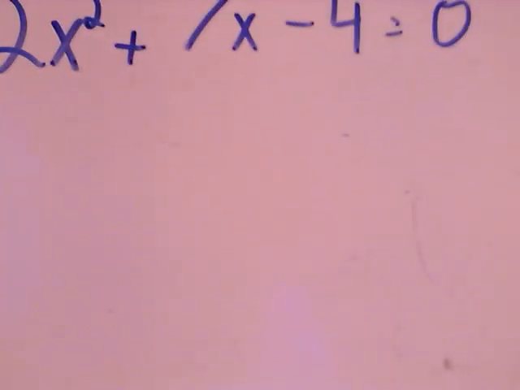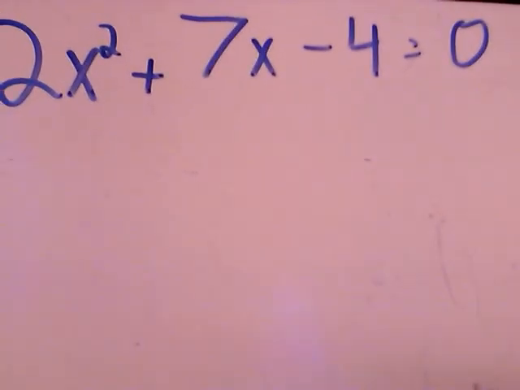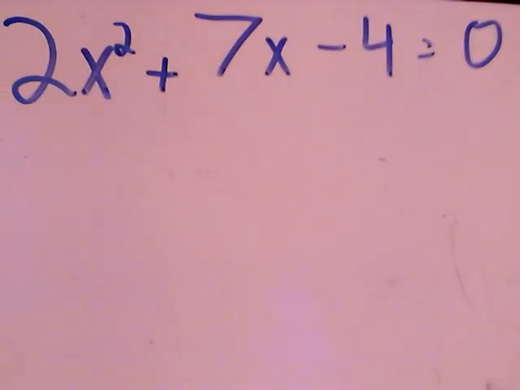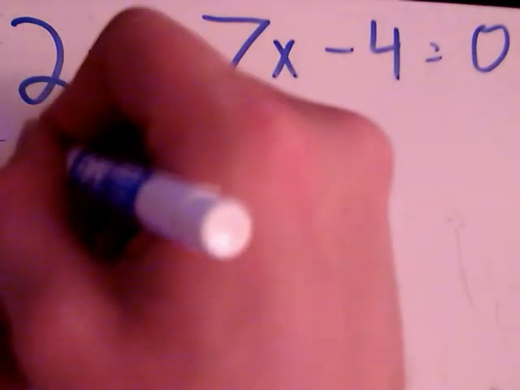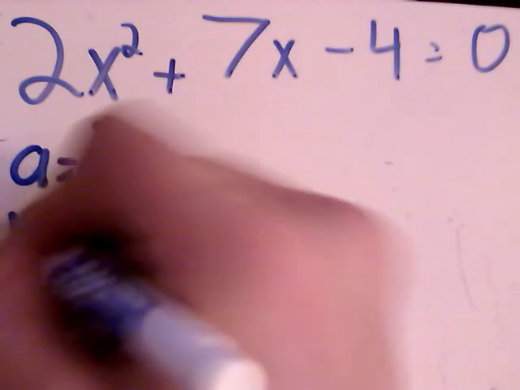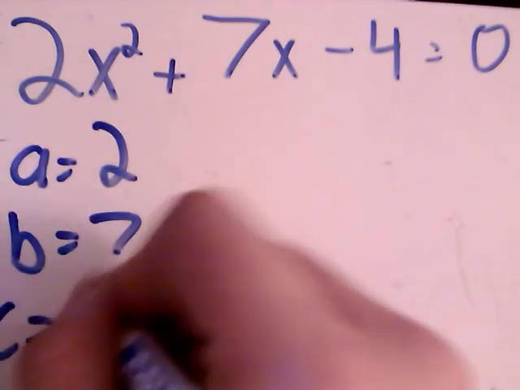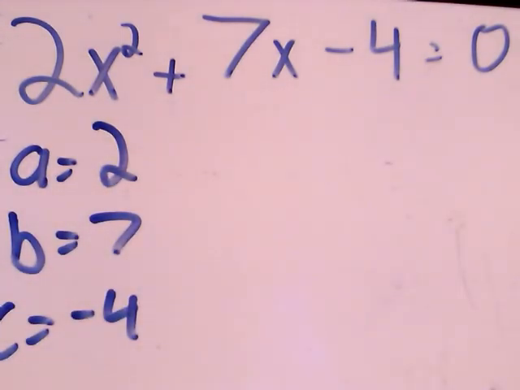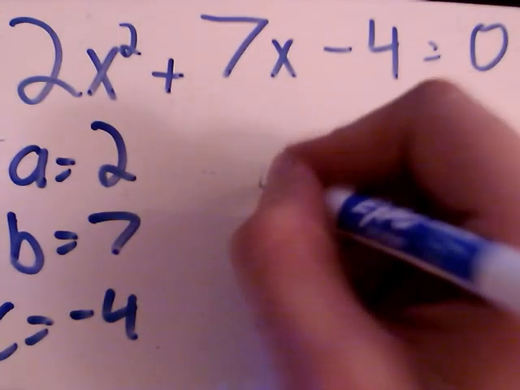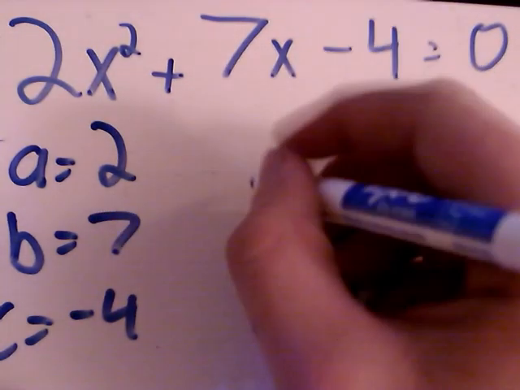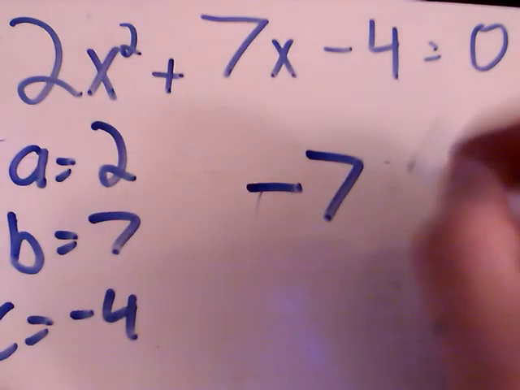So the other example we're going to work on is right here. 2x squared plus 7x minus 4 equals 0. So remember, once again, label A, B, and C. So I'm going to go ahead and plug it in. So since B is a positive, it will turn into a negative.